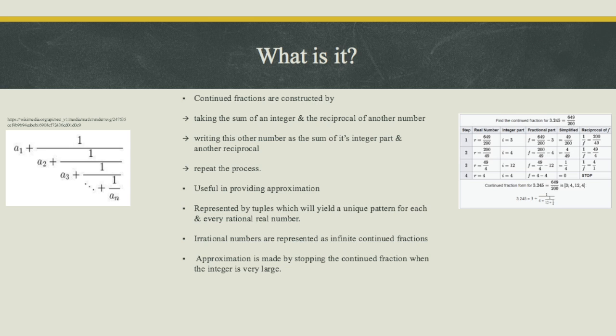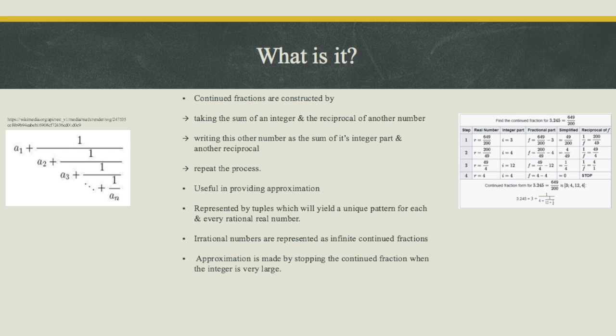These fractions can also be concisely represented by tuples, which will yield a unique pattern for each and every rational real number. Irrational numbers are represented by infinite continued fractions and allow for good approximation of irrational numbers to be made by stopping the continued fraction when the integer is very large. This is easily seen when representing the infinite continued fraction in tuple form.